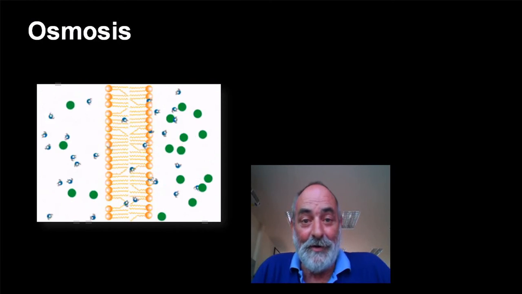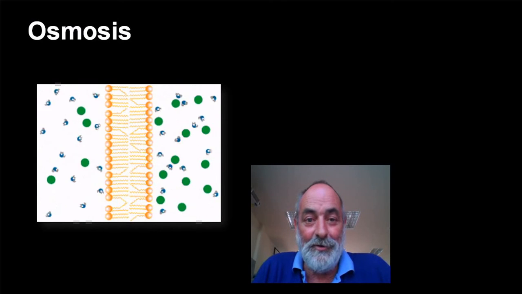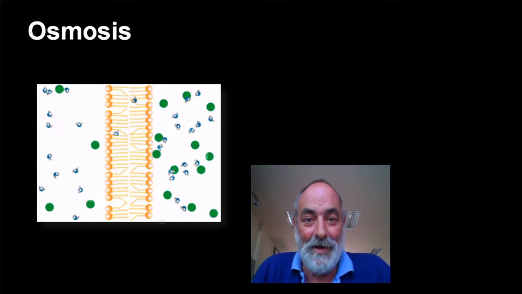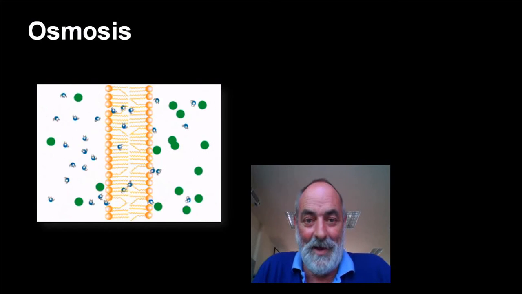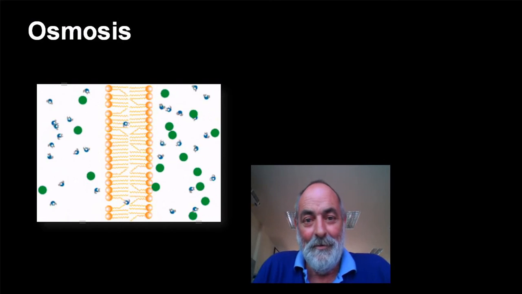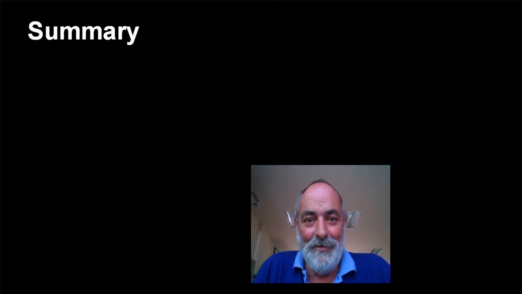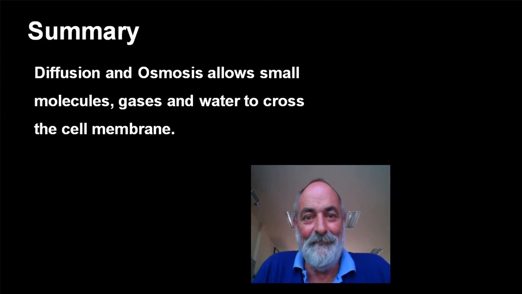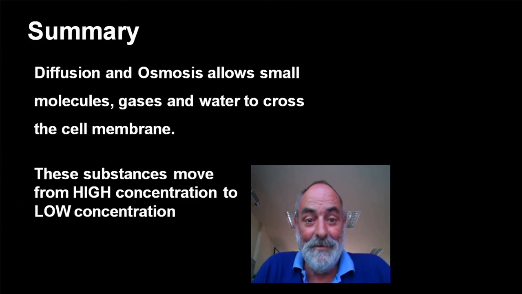It is constantly trying to balance the water outside and inside of the cell. When there is a problem, then there is a problem for the cell. So, in summary, diffusion and osmosis allow small molecules, gases, and water to move across the cell membrane.